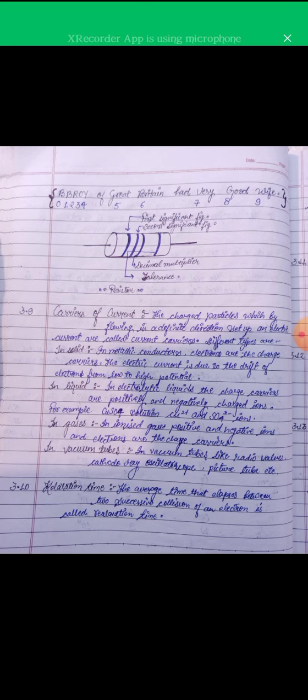Here a resistor is given. Topic 3.9 Carriers of a current. The charged particles which, by flowing in a definite direction, set up an electric current are called current carriers. Different types: in solids, in metallic conductors, electrons are the charge carriers. The electric current is due to the drift of electrons from low to high potential.